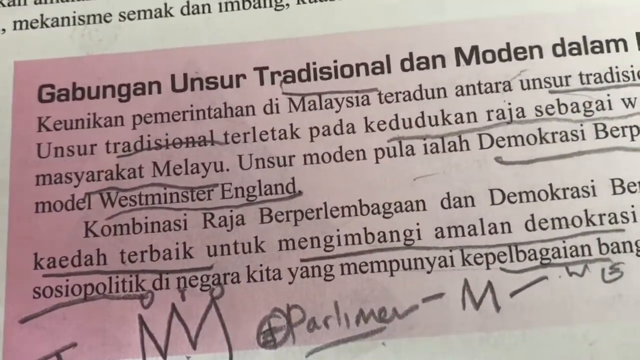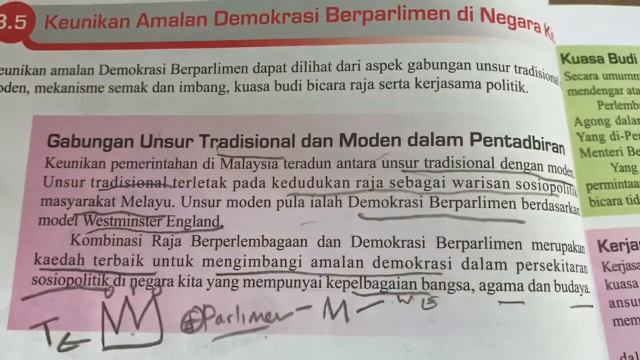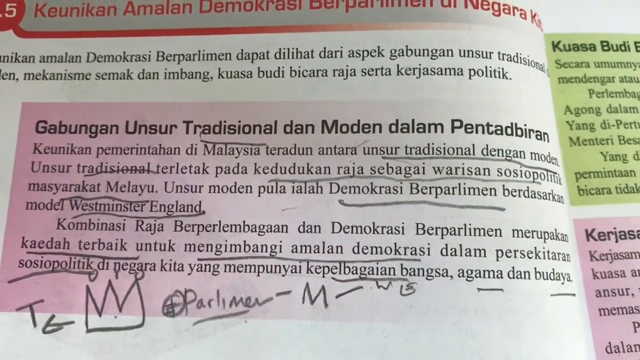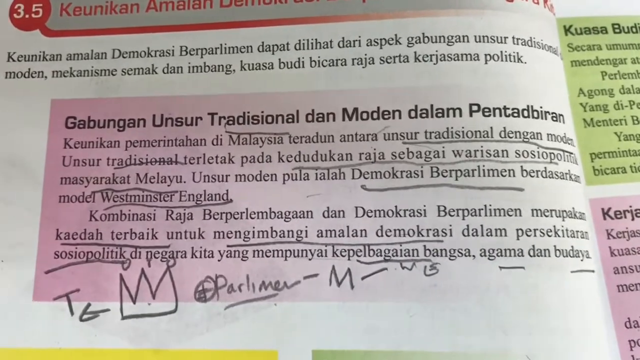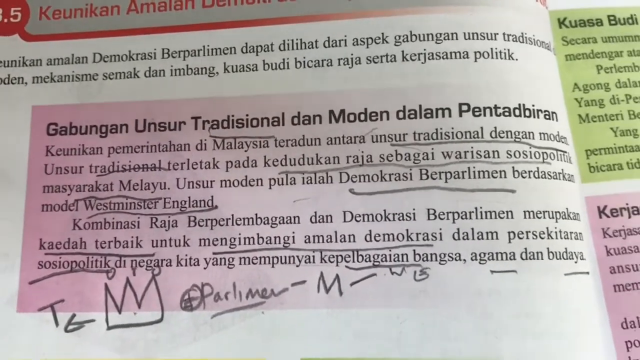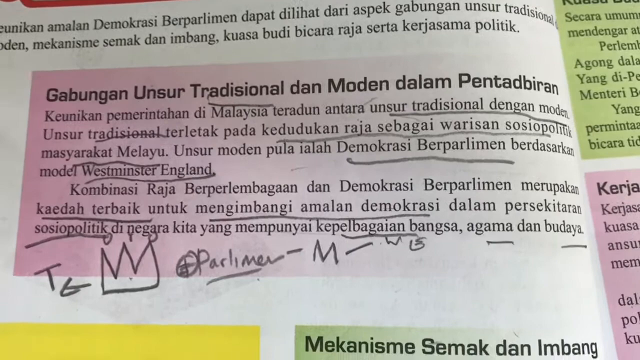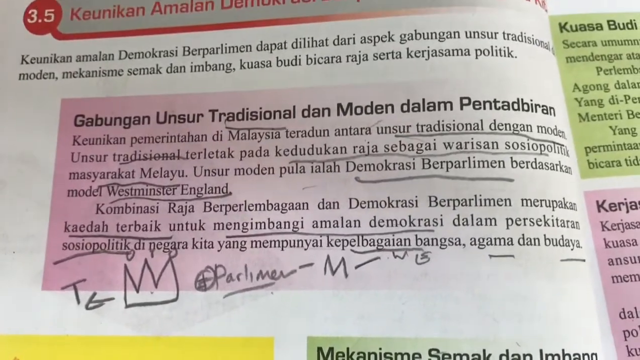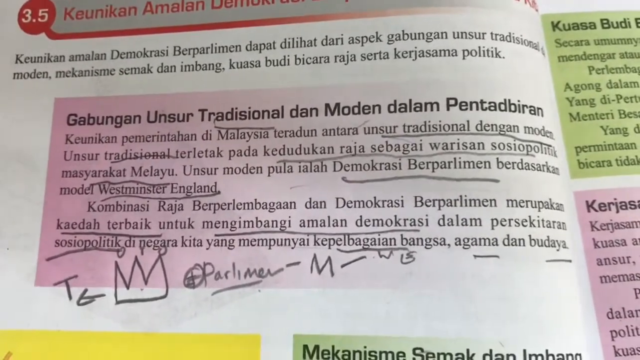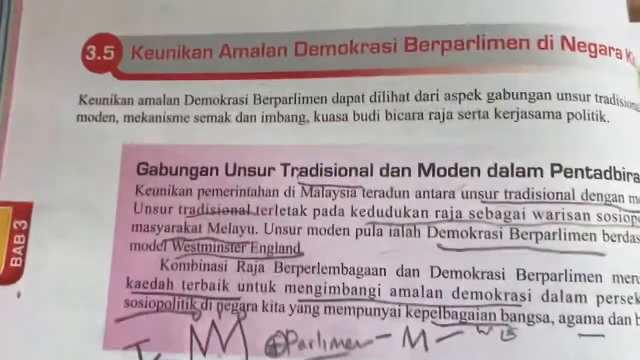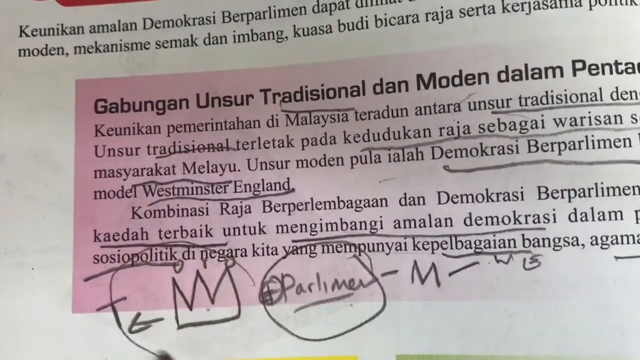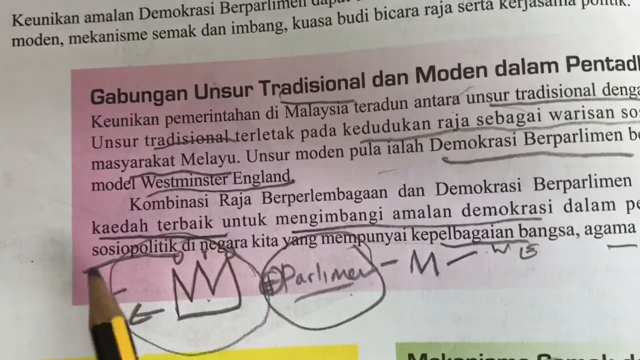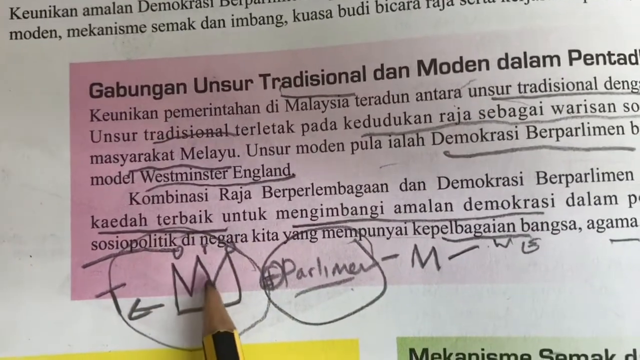Remember, do you all remember you see this, the role of the king and the democracy parliament, they play both important roles. Faham tak? Okay, you have the king there and you have the parliament. Both work hand in hand. Although, dari segi penggubalan undang-undang, everything happens where? In the parliament.